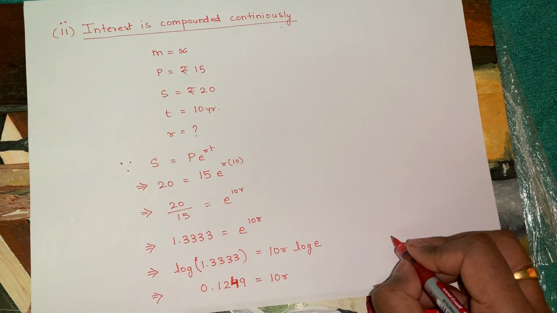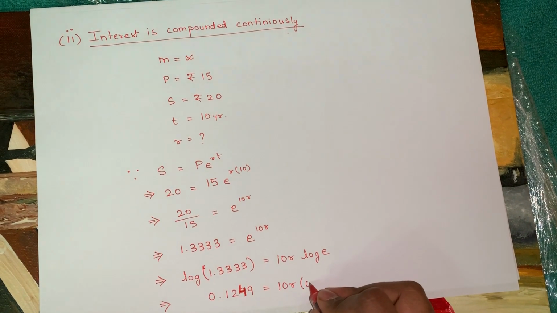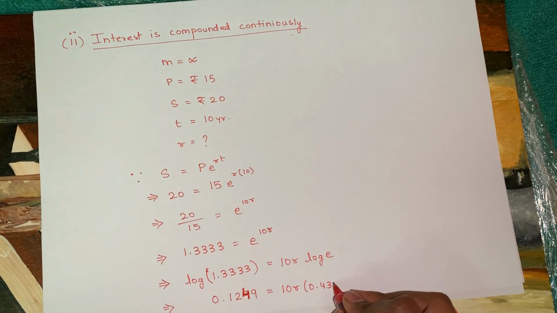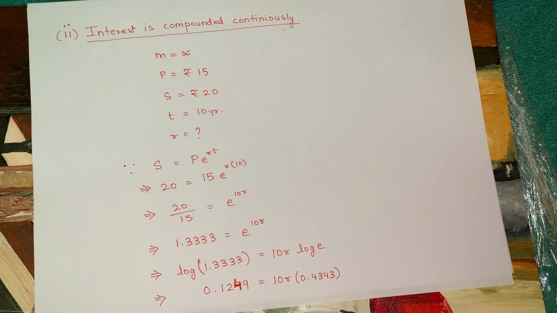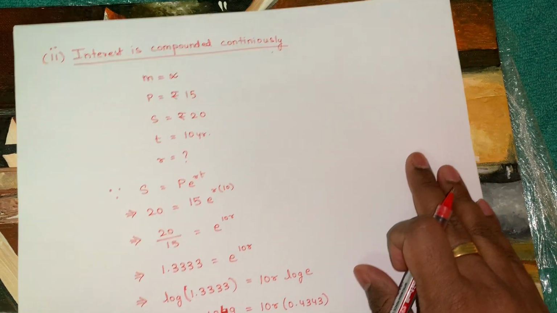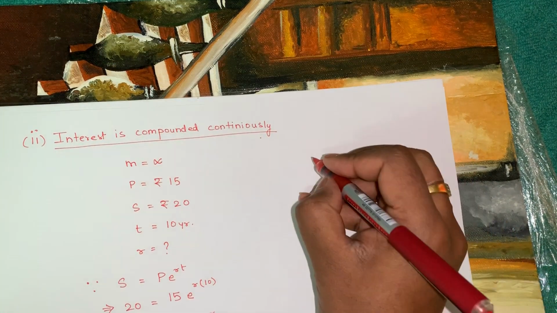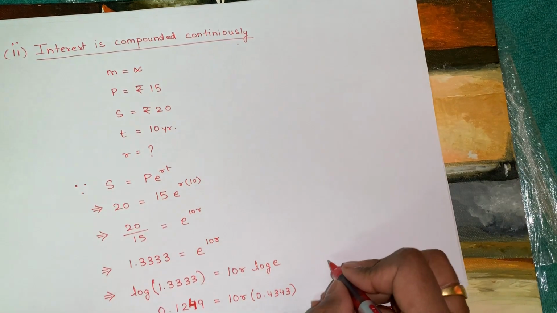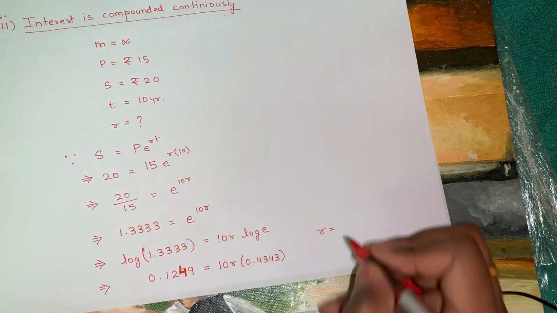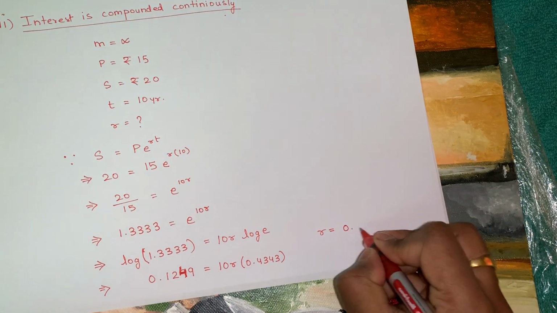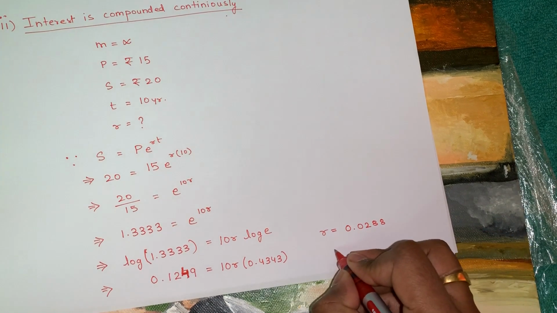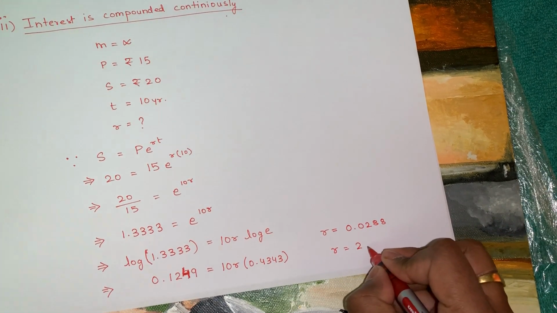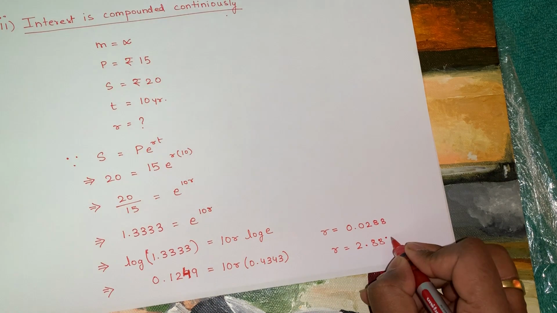The value of log e is always equal to 0.4343. That you need to remember. The value of log e is always equal to 0.4343. So after solving this, we get the value of r, which is equal to 0.0288. Therefore our rate of interest is 2.88%.